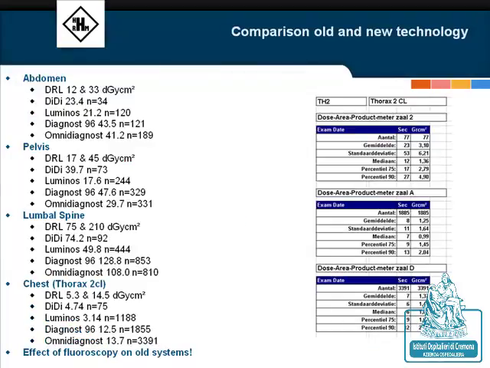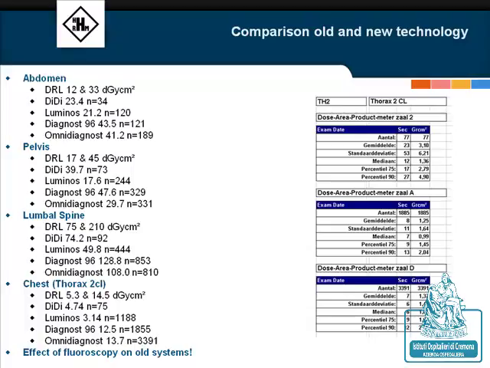Here you have a comparison between old and new technology. Omnidiagnost, Diagnost 96, as the name says, it's from the 20th century. You see that there are a lot of differences in the standard. And I also want to mention that we have enough data. If you have 300 patients, you can say something. If you have 20 patients, forget it.